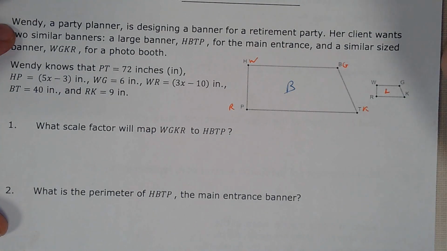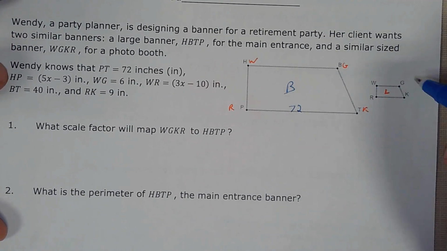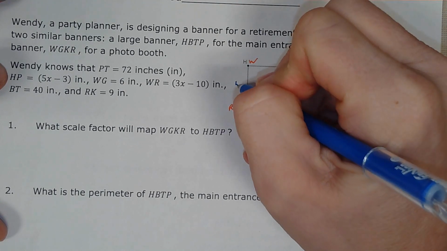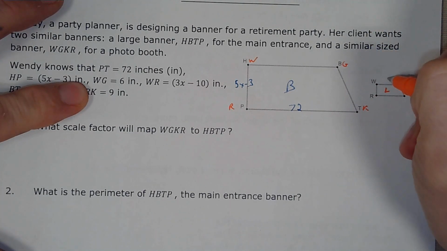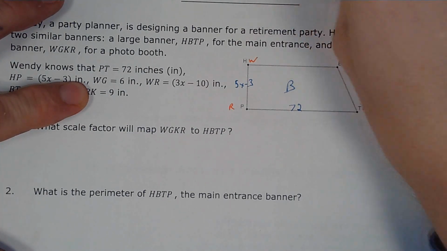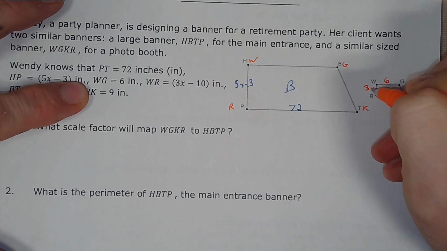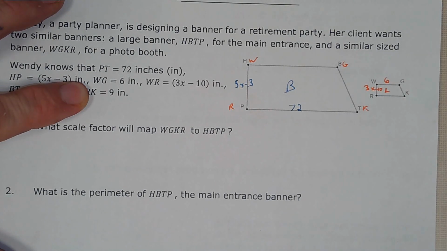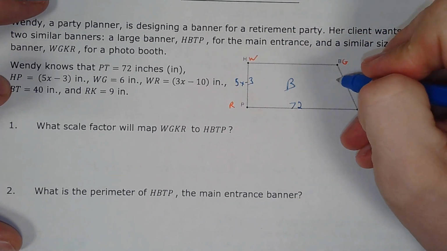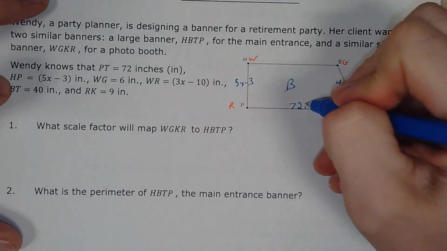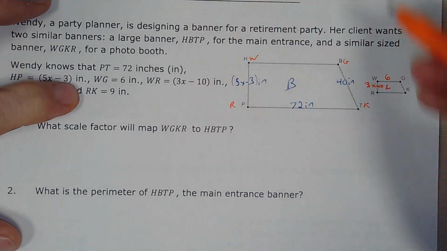And let's see, PT is 72 inches. That's PT. HP, as part of the big one, is 5x minus 3. WG is part of the small one. It's 6 inches. Rather, sorry, WR is 3x minus 10. And then BT is 40 inches. And then RK is 9 inches.